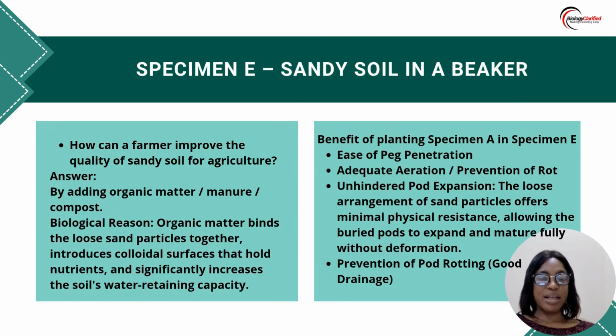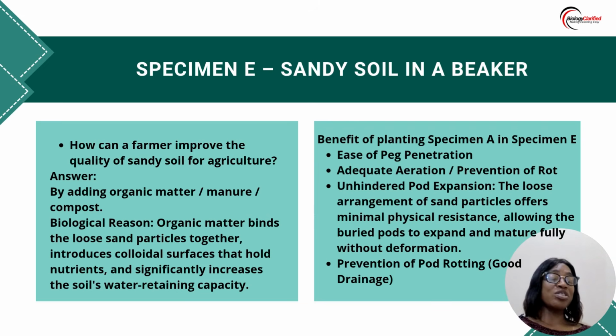So you could also be asked, how can a farmer improve the quality of sandy soil for agriculture? The basic answer is adding organic matter, organic manure, or compost. Why is that answer right? Because organic matter binds the loose sand particles together. It introduces colloidal surfaces that hold nutrients and significantly increases the soil's water retaining capacity.